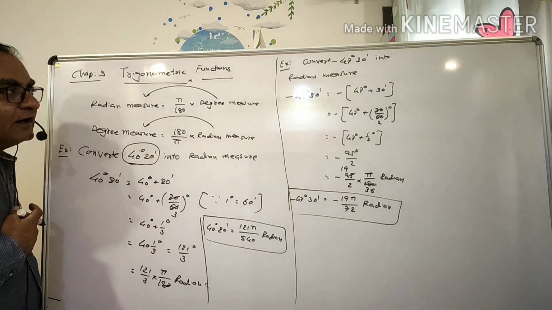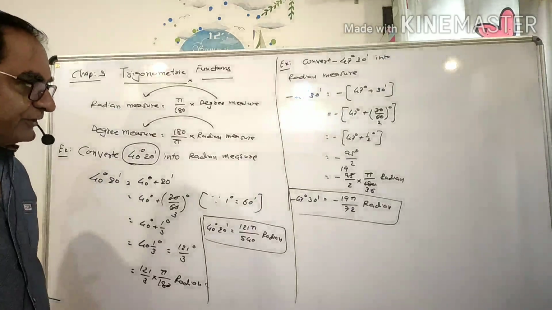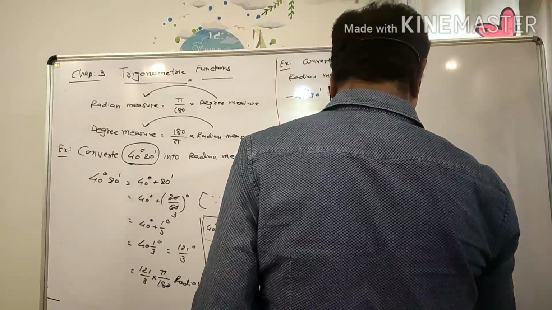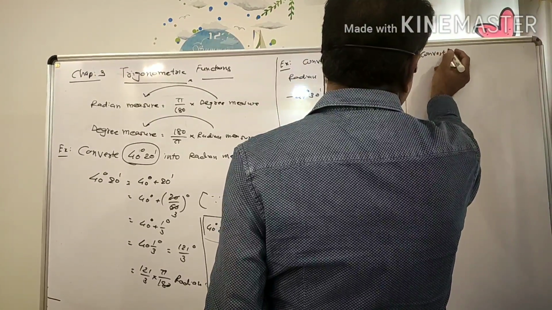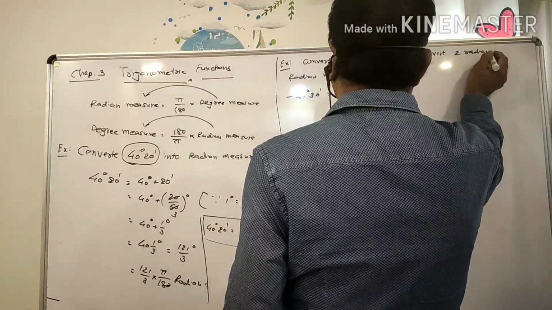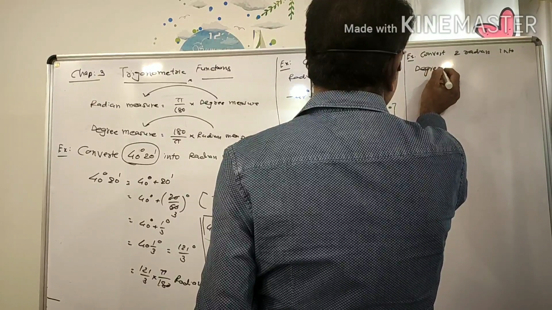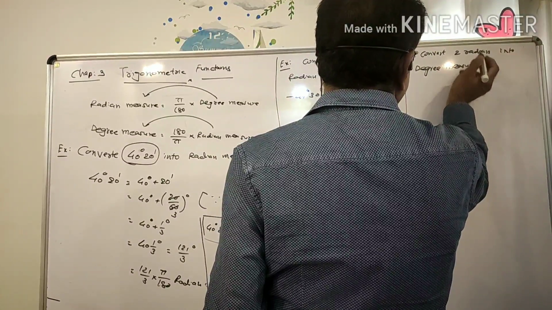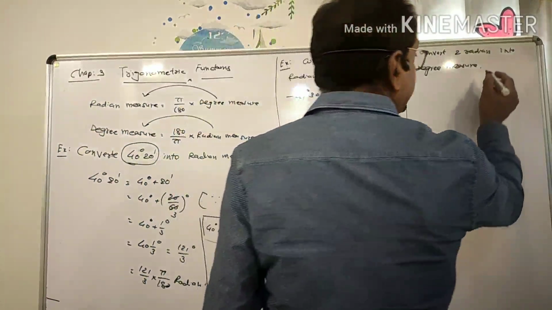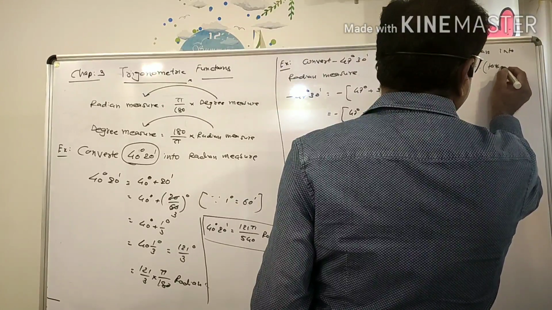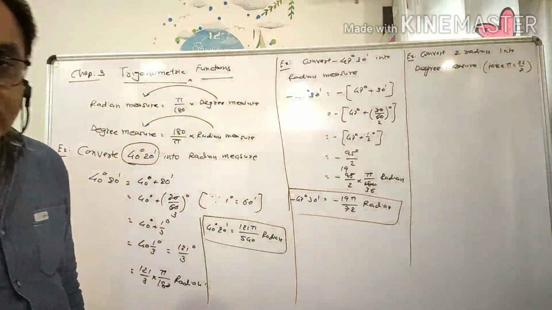degree to radians. Now we will see radian to degree. One or two examples we will see. I'm just writing down a question. Convert 2 radian into degree measure. Here they may mention like this, take pi is equal to 22 by 7, or use pi is equal to 22 by 7.